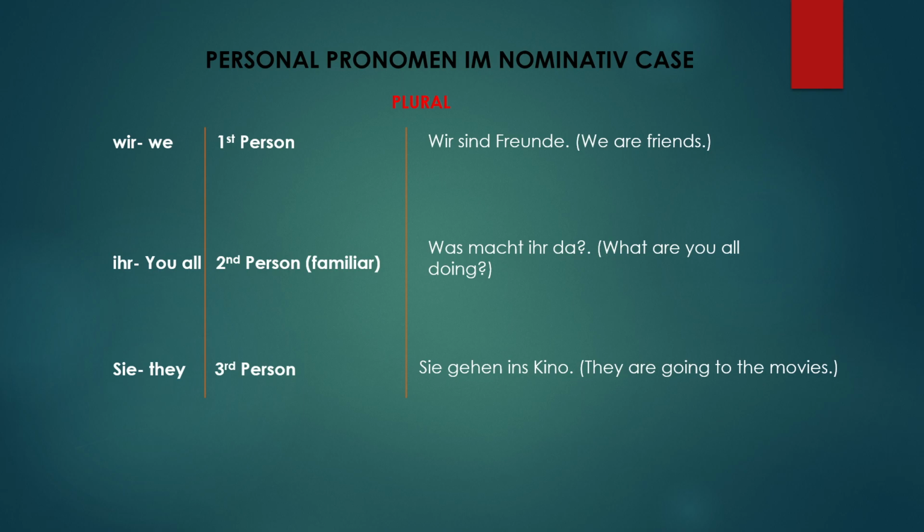The third person plural pronoun is sie with a small s. It means they. It is used when referring to a group of people. For example, sie gehen ins Kino. They are going to the movies.